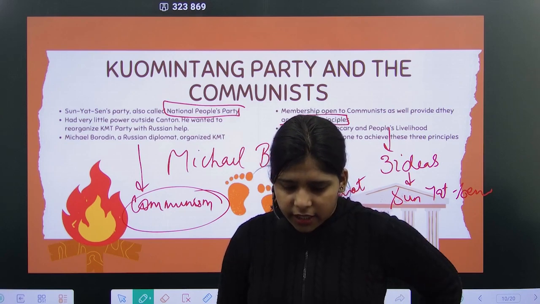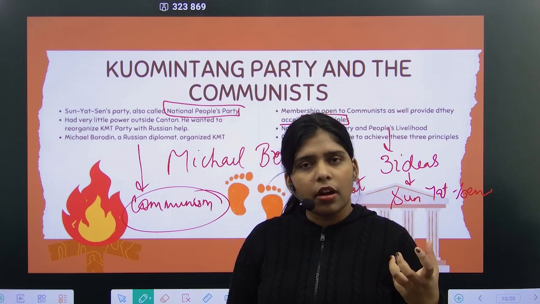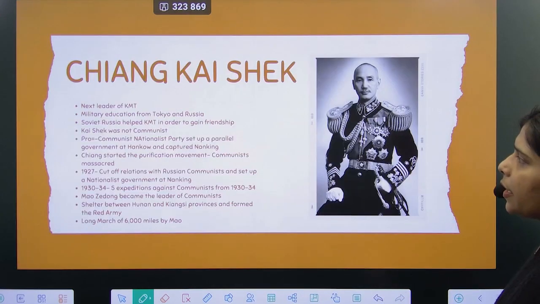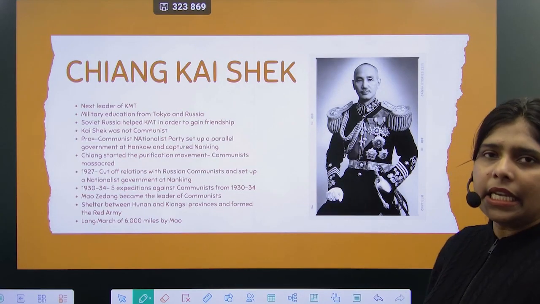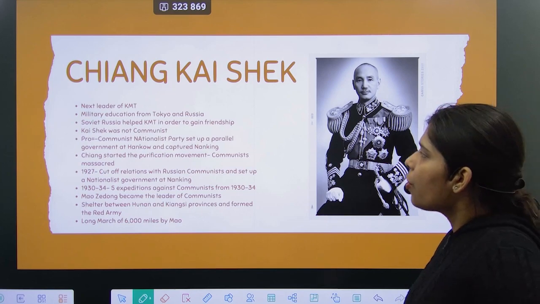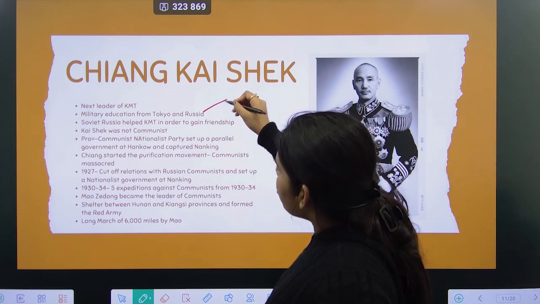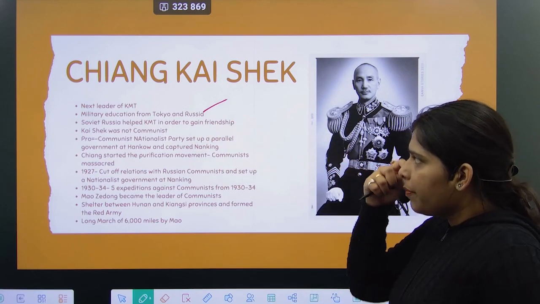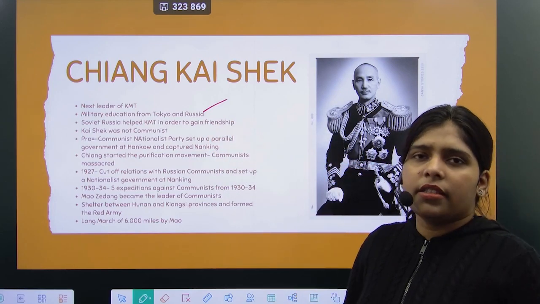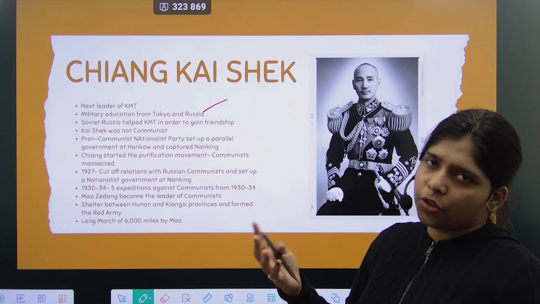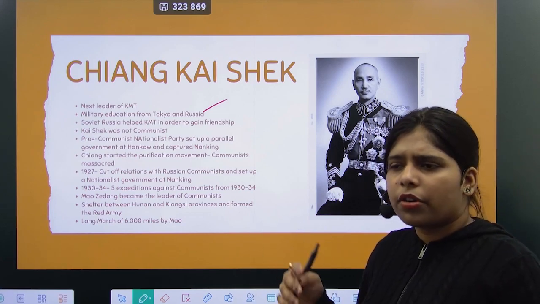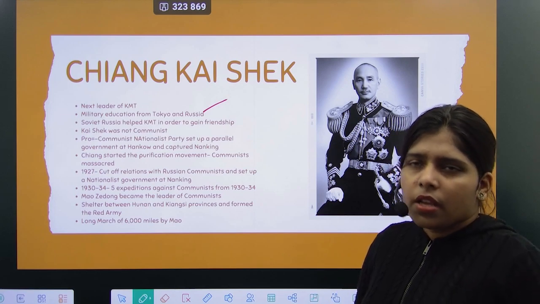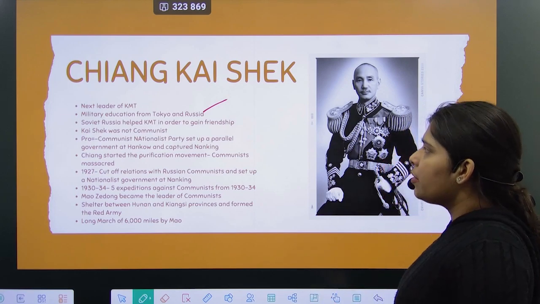Chiang Kai-shek became the leader of the KMT party after Sun Yat-sen's death. He had taken his military education in Tokyo. He got military training from Russia as well; he observed Russian troops and trained there. Soviet Russia at this time was also trying to gain friendship with China, partly because it wanted China to be its ally in the wider picture. So Russia helped the KMT.